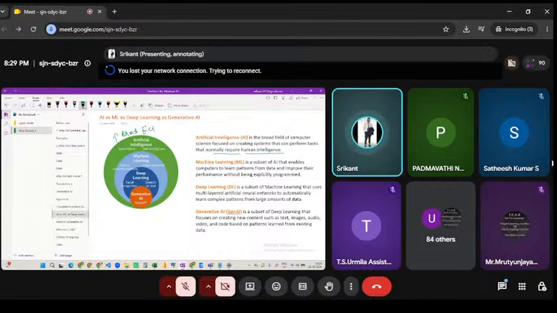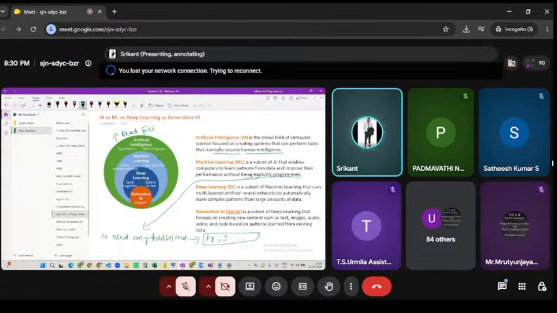Okay. Then machine learning is a subset of AI that enables computers to learn patterns from data and improve their performance without being explicitly programmed. What does that mean? Without being explicitly programmed means no need for any traditional program, like the ones we have used in Python, Java, JS, C++. Those concepts are not related to machine learning, which is a different kind of work.